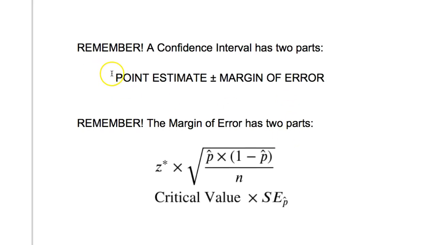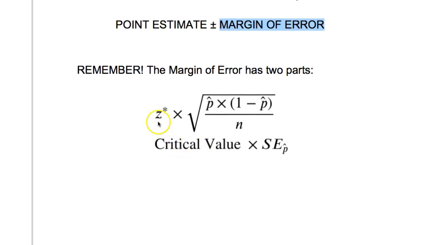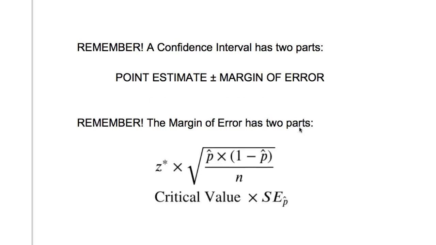So just a couple of reminders. A confidence interval has two parts: a point estimate, which is our p-hat, and the stuff that comes after the plus and minus, which is the margin of error. And then remember, the margin of error has two parts. There's a critical value, which is the z star, that special z-score that creates the 98% or the 95% confidence. In this case, it's 98% confidence. And then there's the standard error of p-hat, which is the square root of p times q over n. So remember those things when you're writing your confidence intervals.